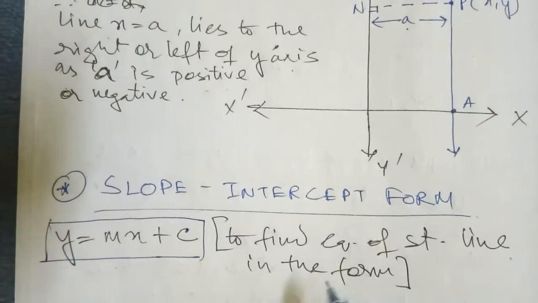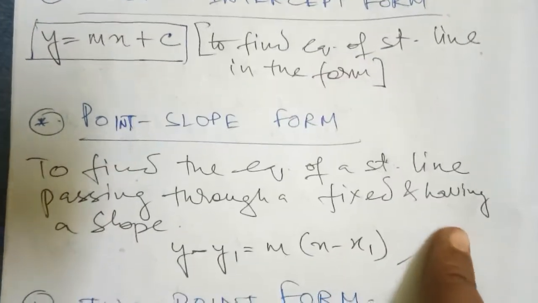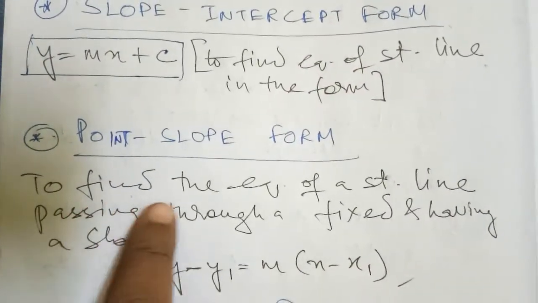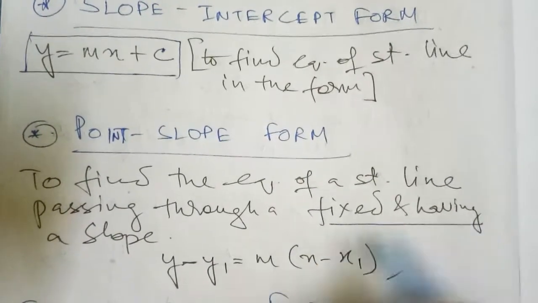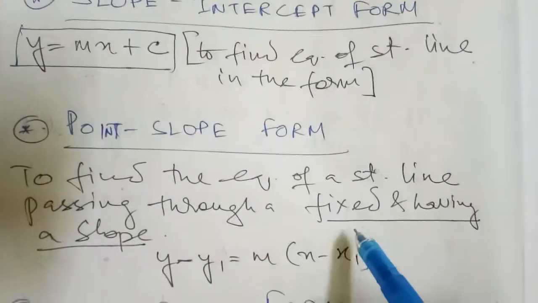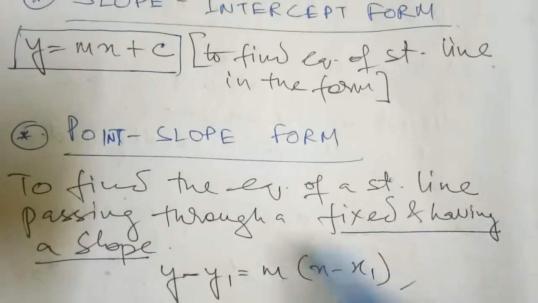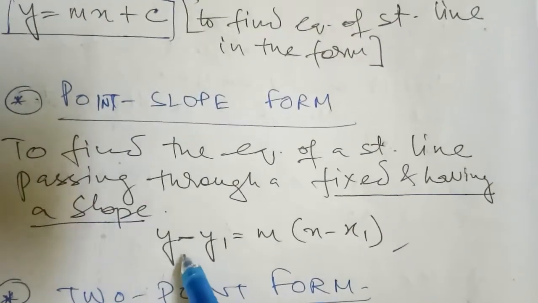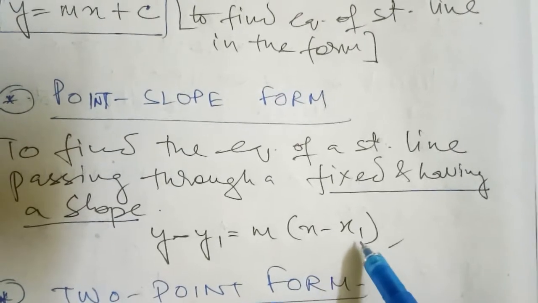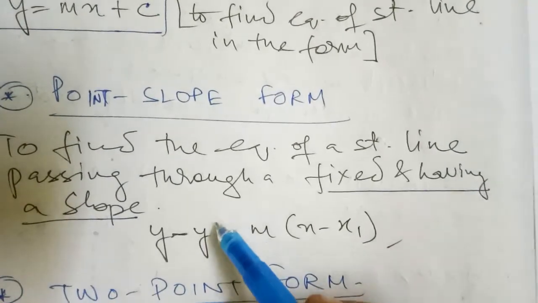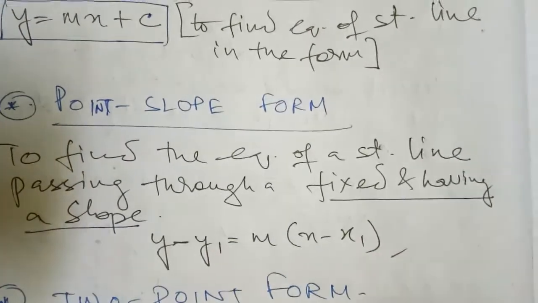Okay, next we come across the point slope form. Point slope form means what is given? To find the equation of a straight line passing through a fixed point and having a slope. That time the formula will be y minus y1 equals m in bracket x minus x1. Don't worry, I'll do one or two sums to show you how to find it out.